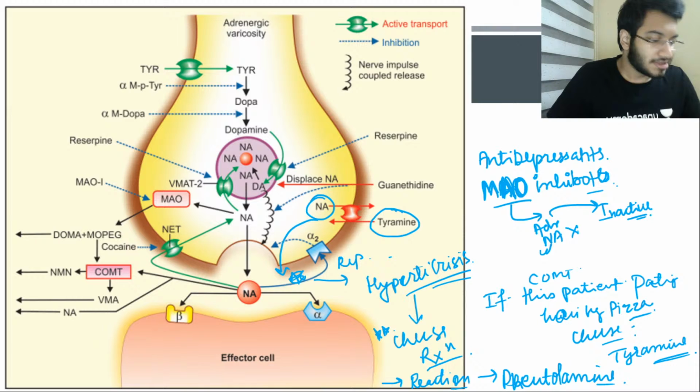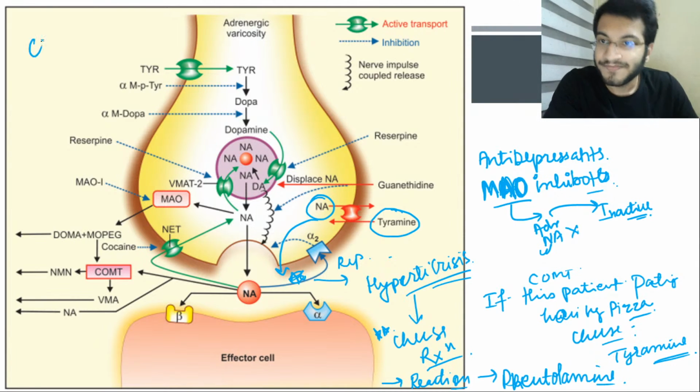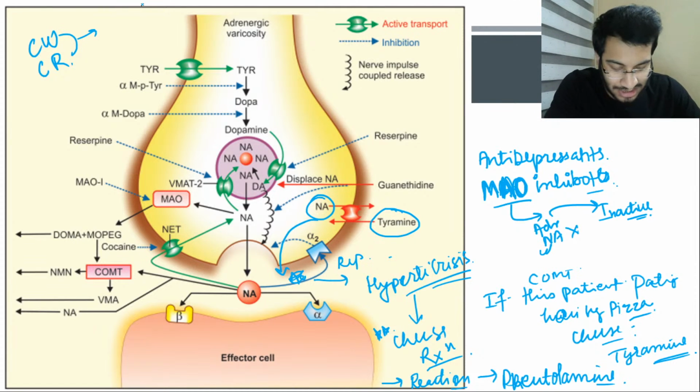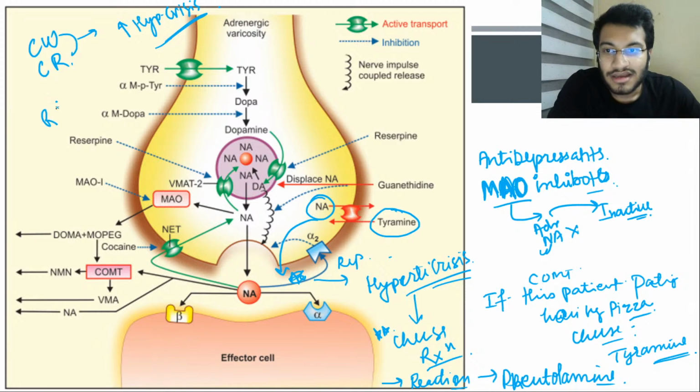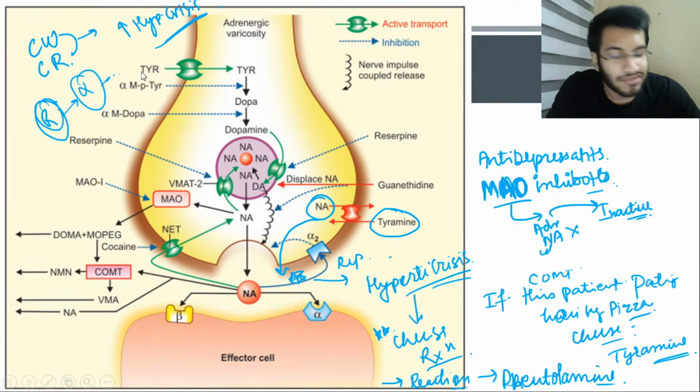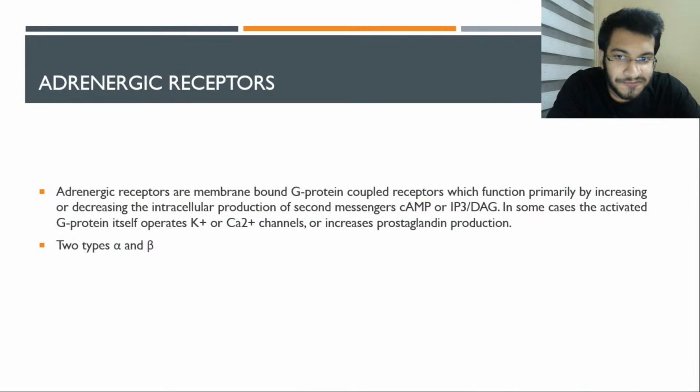And there are conditions like clonidine withdrawal, cheese reaction. In these both conditions there is a hypertensive crisis. और इस हाइपरटेंसिव क्राइसिस को ट्रीट करेंगे हम फेंटोलामीन से. That is reversible, that acts reversibly, right, on alpha, right, and that will be decreasing the BP, right, it will be blocking, right. So now let's move further.